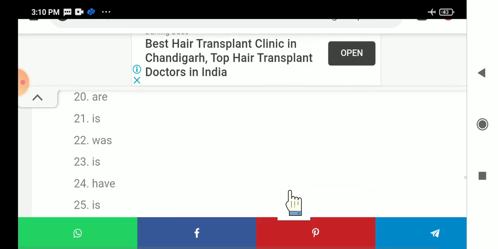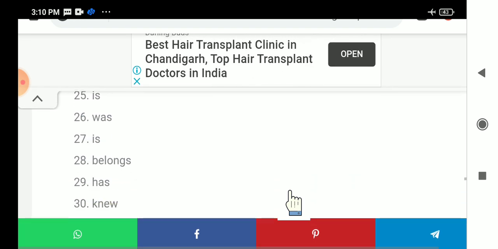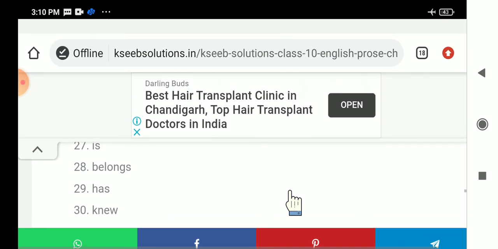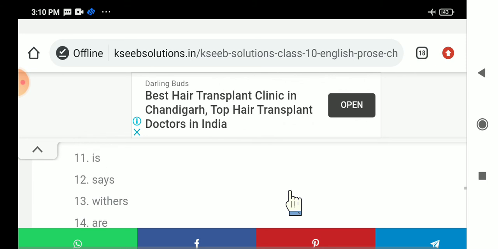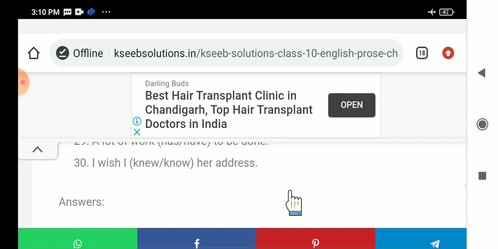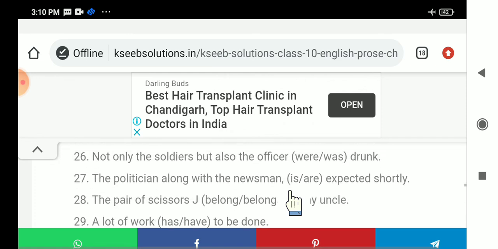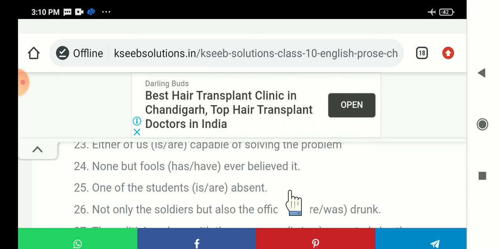So students, I would like to give everyone one homework. What do you have to do? You should solve each and every question by yourself by putting these answers in the blanks. Along with that, you should tell which rule has been used in each sentence. Is it rule number 1? Is it rule number 2? Rule number 3? Rule number 4? Rule number 5? You have to find it out.